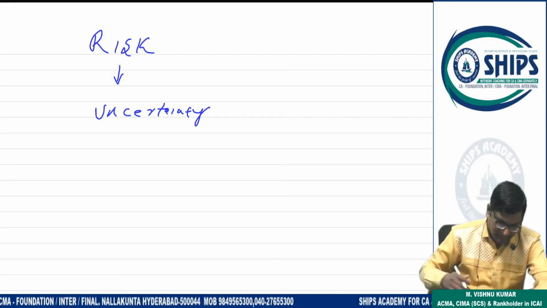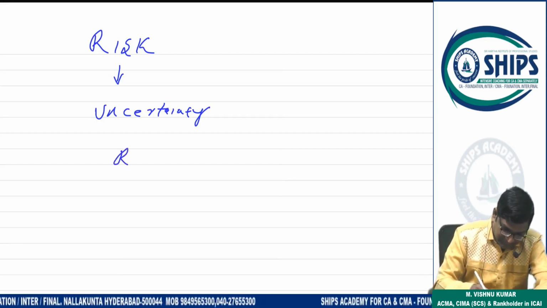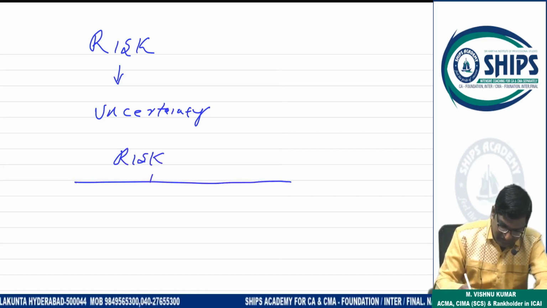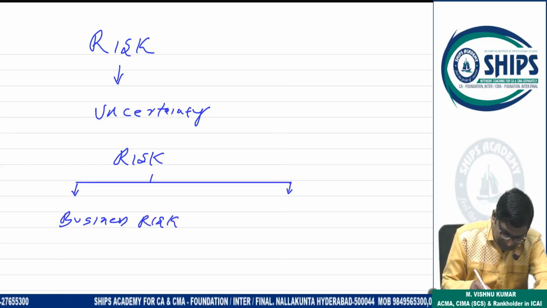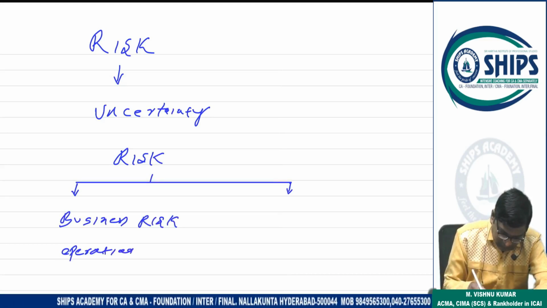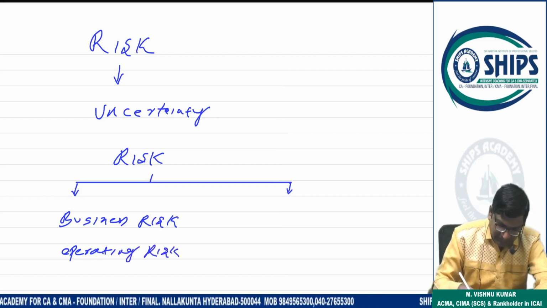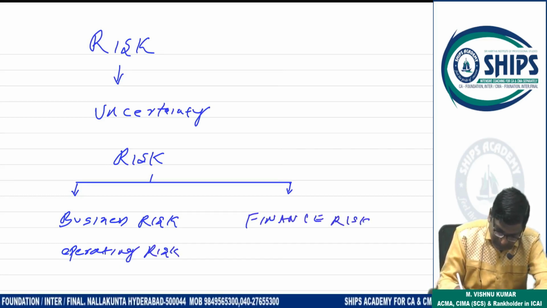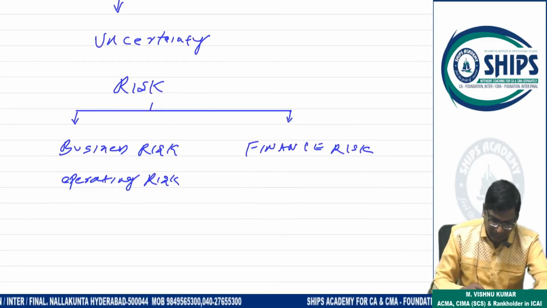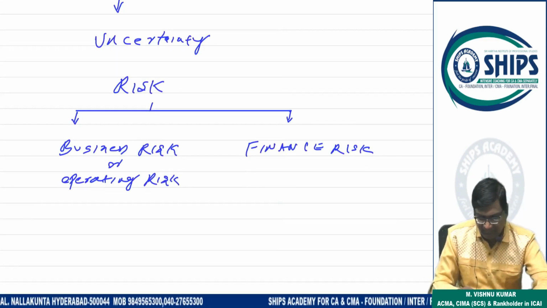Okay, now this risk, in this topic we have to understand in two different parts. One is business risk, or this is also called operating risk. Second is finance risk. So business risk or operating risk, and finance risk.